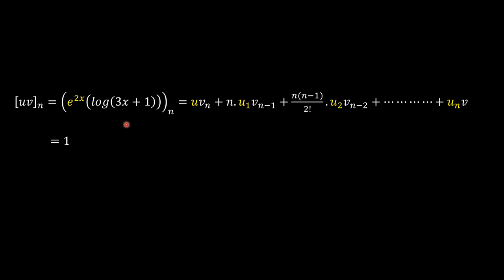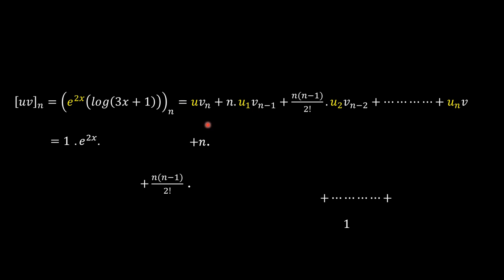So first let me write the constant coefficients over here. The first constant coefficient is 1 and the second constant coefficient is n. Third constant coefficient is n into n minus 1 by 2 factorial and the last constant coefficient is again 1. Then the first term u, what is your u you have chosen over here? It is e to the power 2x, right? So write e to the power 2x.